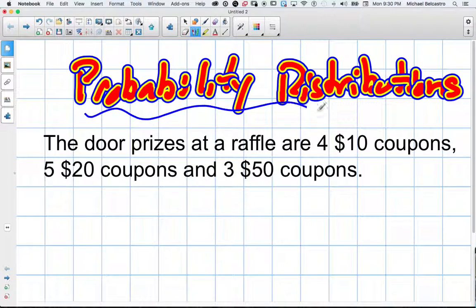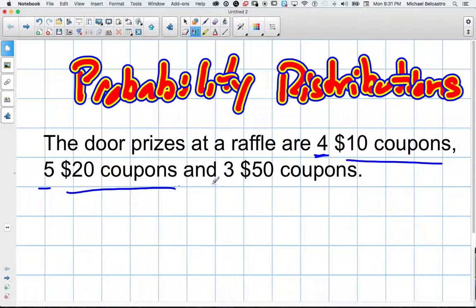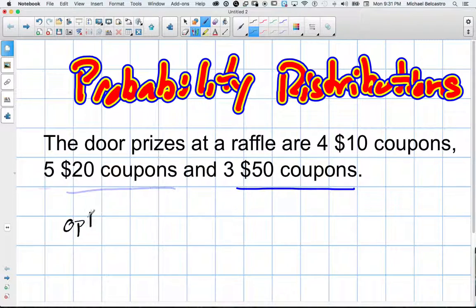So we have probability distribution, and they've given us these questions. This is our background information, and we'll pull the question out of it. The door prize at a raffle consists of 4 $10 coupons, 5 $20 coupons, and 3 $50 coupons. And the question they're asking us is, let's say they want us to show all the options, and we'll assume this is all drawn at random.